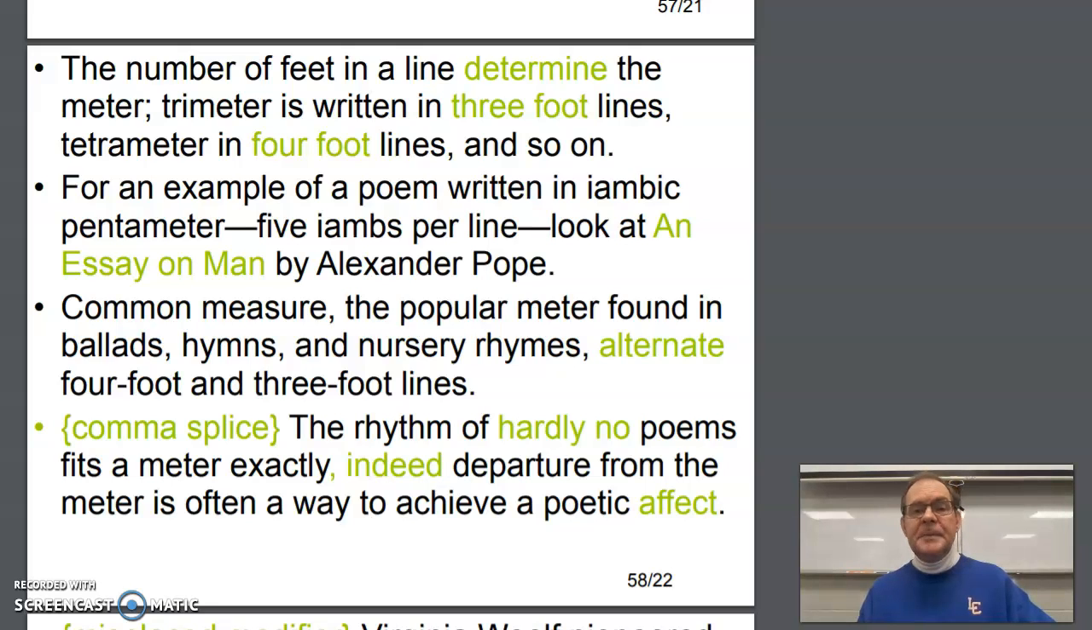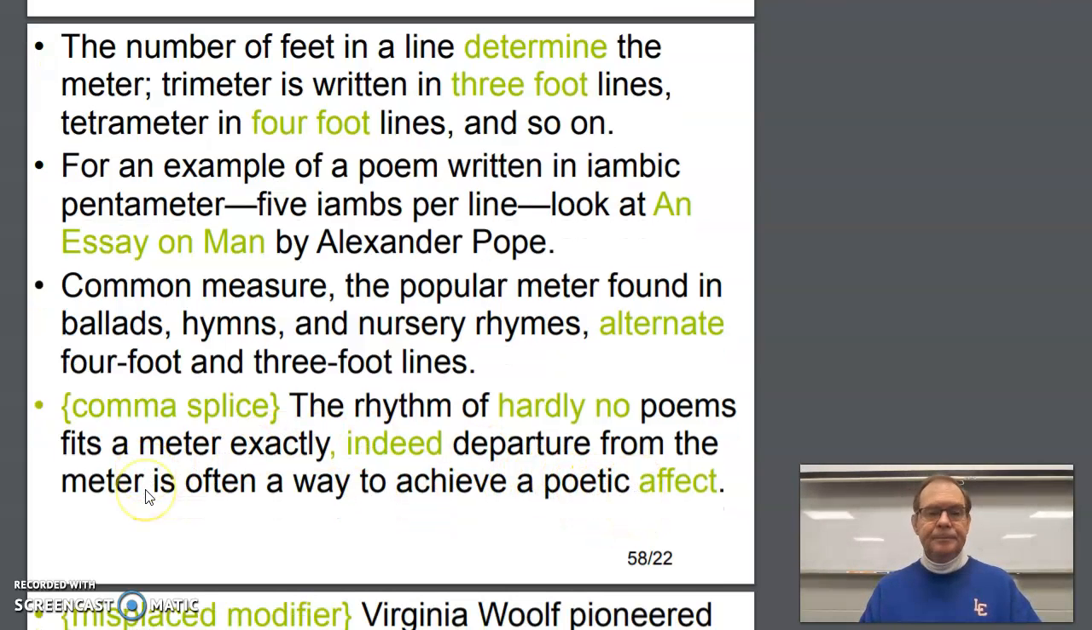Alternate. Okay, now what's my subject? I go back. Measure is my subject. What does measure do? Measure alternates. So I need an S on alternate. The rhythm of hardly no poems. Hardly is already a negative. The rhythm of hardly any poems fits a meter exactly. Here's our comma splice rather. We need a semicolon there. Indeed, comma. Departure from the meter is often a way to achieve a poetic effect. E-F-F-E-C-T.